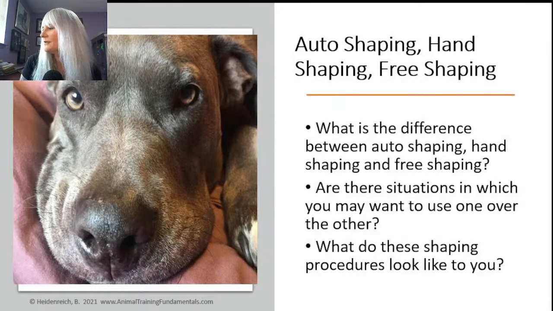So, gradual step approximation training. I think that does come into play in two of our definitions here, hand shaping and free shaping. In auto shaping, what's really interesting is that successive approximations don't really occur. Isn't that exciting? How could that be? We'll get into that in just a second. Successive approximations are something that can happen after auto shaping has occurred.